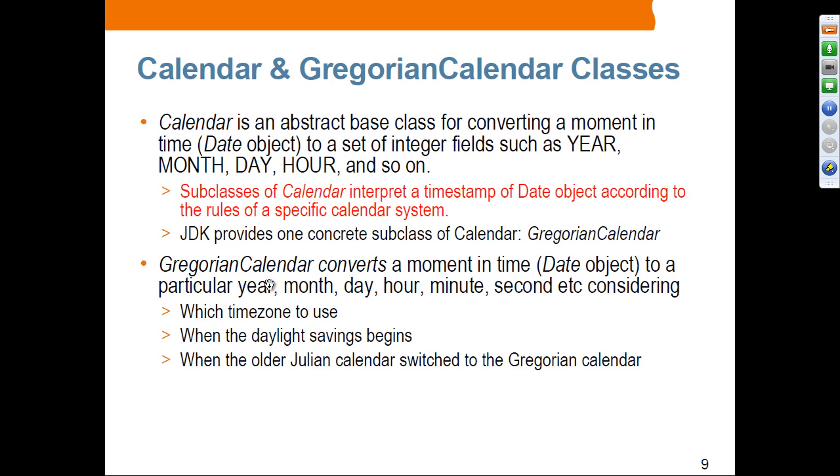So GregorianCalendar converts the moment in time, meaning the Date object, to a particular year, month, day, hour, minute, and second, considering these factors: time zone and daylight savings time, and also when the older Julian calendar switched to the Gregorian calendar. But what's important is basically time zone and daylight savings time, and in fact later on it also includes the locale as well.